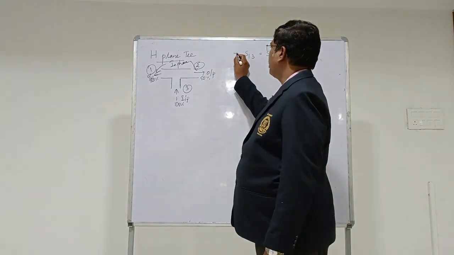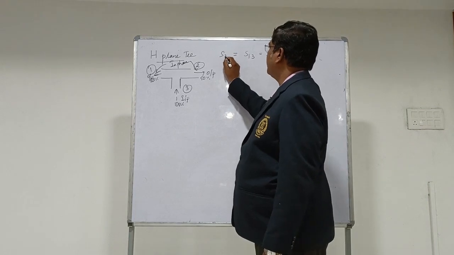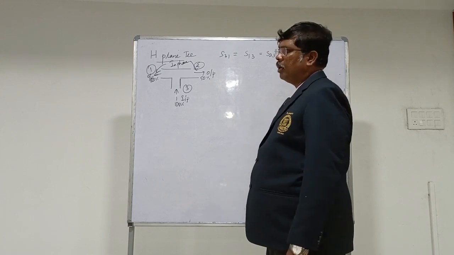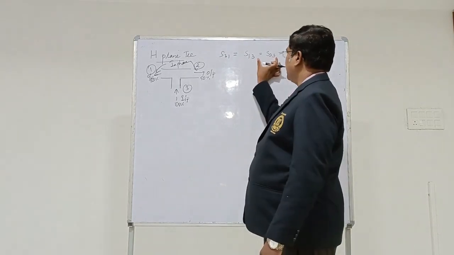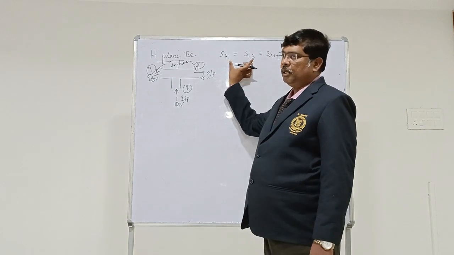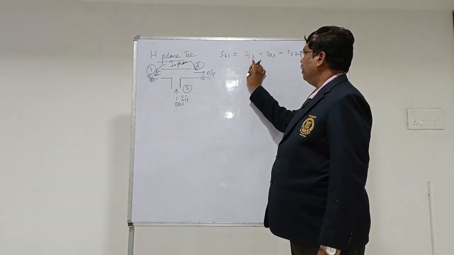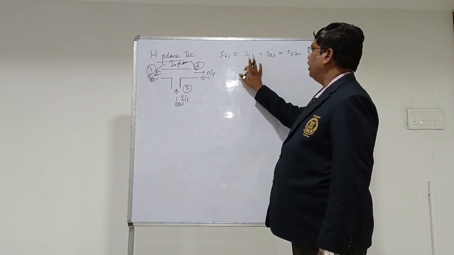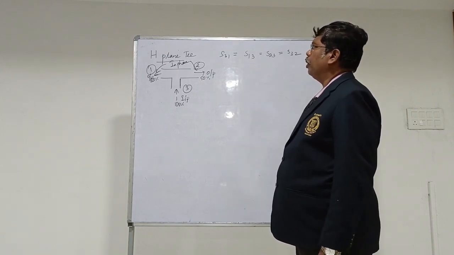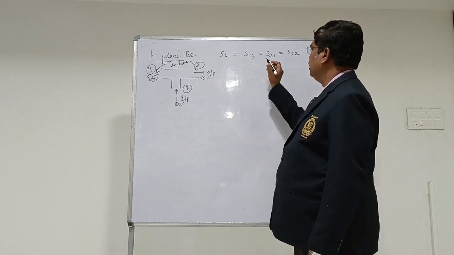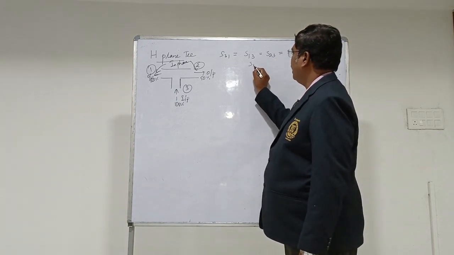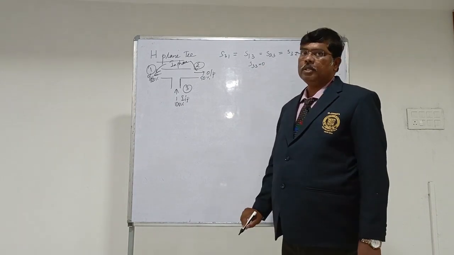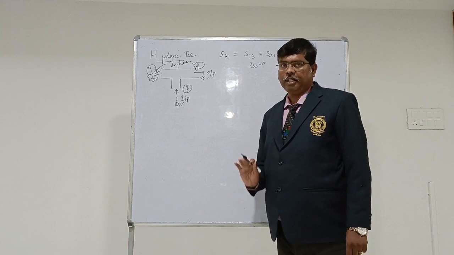Then according to the symmetry property, S13 can be written as S31, and S23 can be written as S32. This is called the symmetry property. This is the condition: the input fed to port 3 will be equally divided and delivered to port 1 and port 2, the collinear arms. As well, when you give the input at port 3, it is perfectly matched, so S33 is equal to 0.